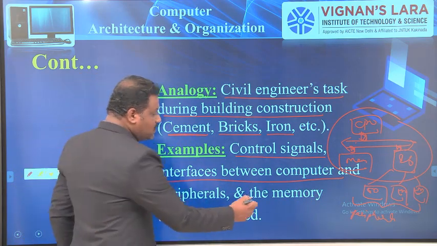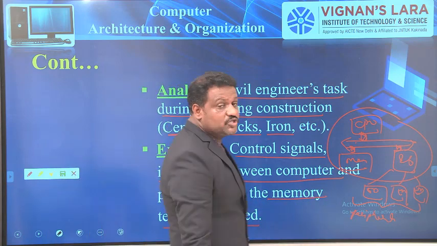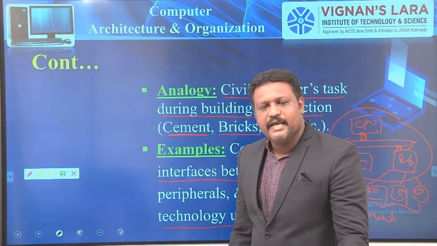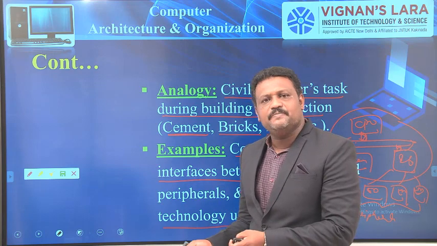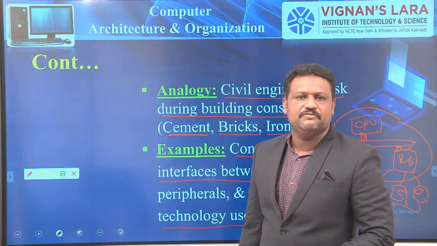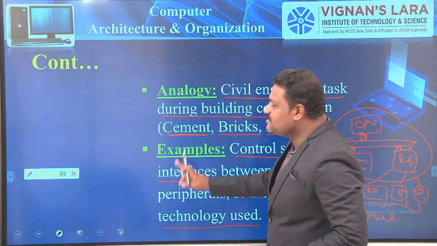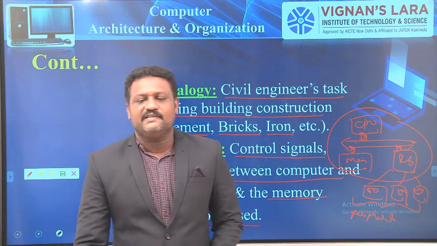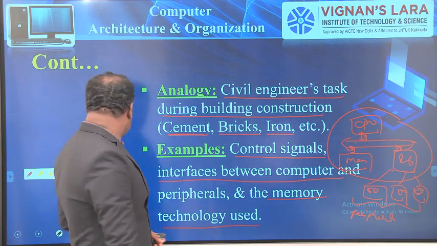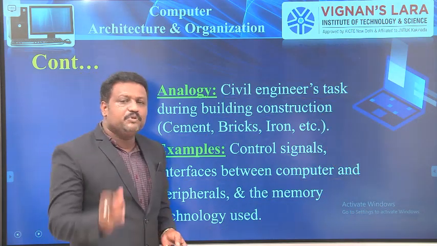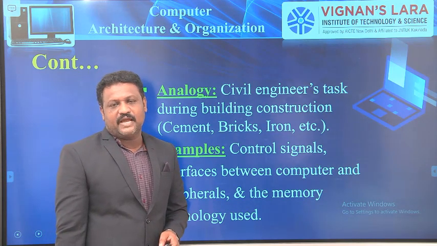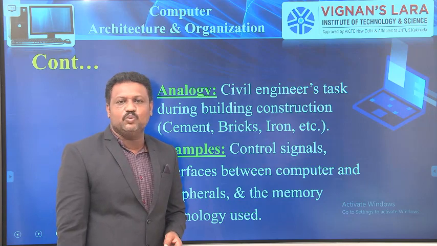And the next one is, what is the memory technology that was used? That means you are using memories, maybe semiconductor memory, optical memory, or magnetic memory. What are the different memory technologies that we are using in our system? All these things we consider as examples of organizational attributes. I hope now you understand what a computer architecture is, what a computer organization is, and you understand the difference between these two.